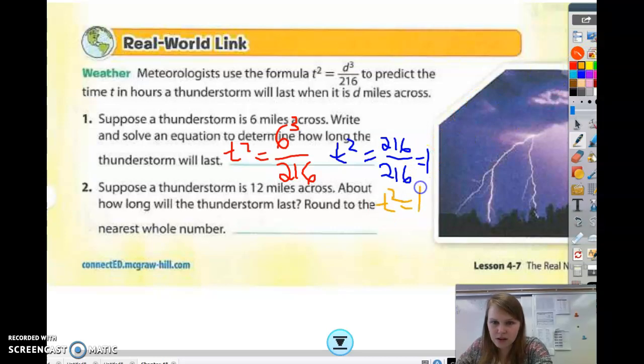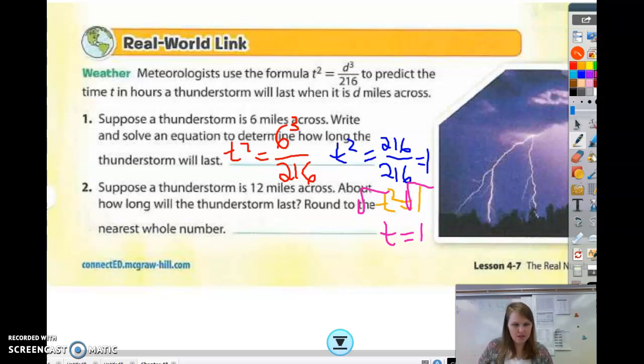So t² equals 1. If we need to get t on a side by itself, do you see how it's squared? What's the opposite of squaring something? The opposite of squaring, isn't that square root? So we're going to take the square root of each side. When you do that, it cancels out the 2, so we're saying the square root of 1 is t. So t equals, what is the square root of 1? What times what gives us 1? Isn't that just 1?